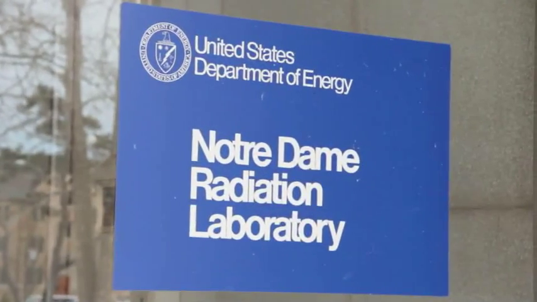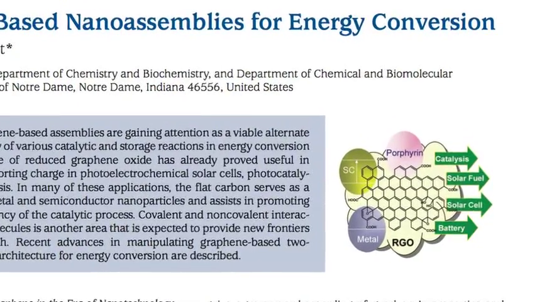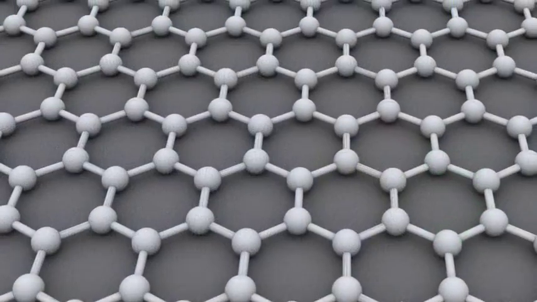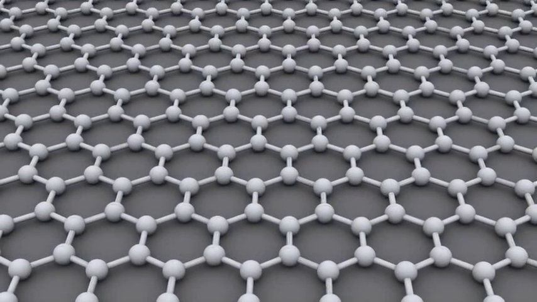We recently published a perspective in the Journal of Physical Chemistry Letters highlighting some of the applications of graphene-based assemblies in energy conversion and storage. Graphene, as you know, is a two-dimensional carbon sheet. This material possesses some very interesting properties that can be used in nanotechnology applications as well as energy conversion applications.